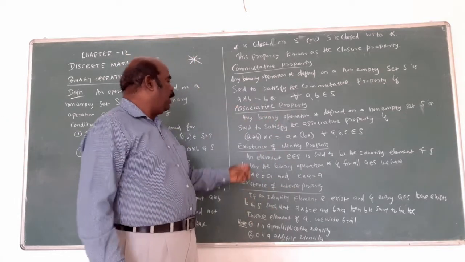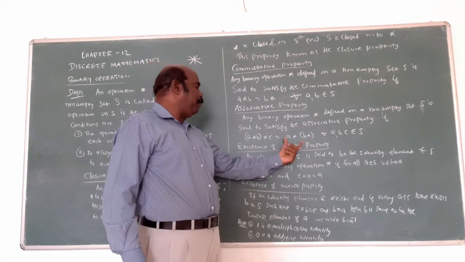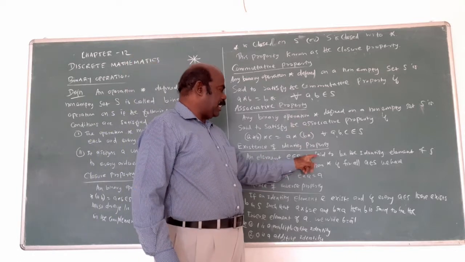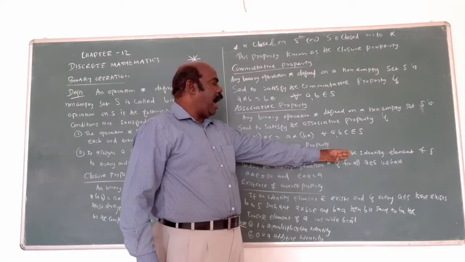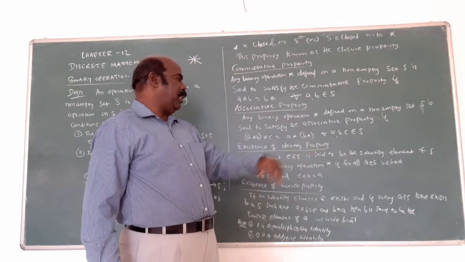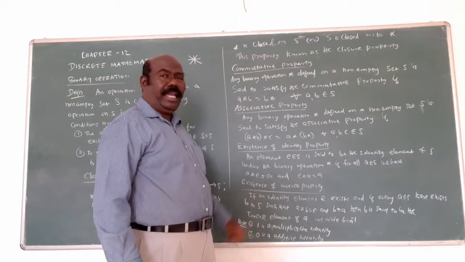Then this is called identity property, the existence of identity. An element e belonging to S is said to be the identity element of S with respect to the binary operation star if for all a belonging to S, we have a star e equals e star a equals a.